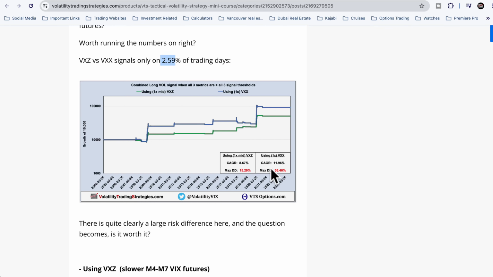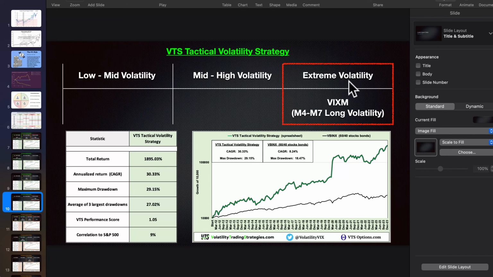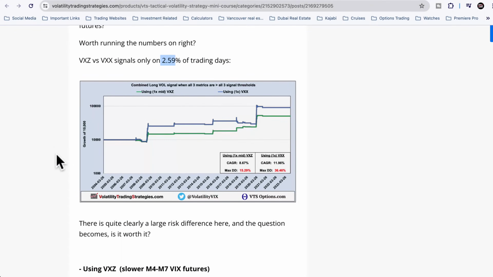So these numbers might not sound impressive, but then you think we're making nearly 9% annual return boost just on less than 3% of trading days. This does not include all the short vol, long vol stuff. This is quite literally just this position there. Of course, when we include all of this, the performance gets into about the 30% range, but 8.67 with a 15% drawdown compared to 12 with a 36% drawdown.